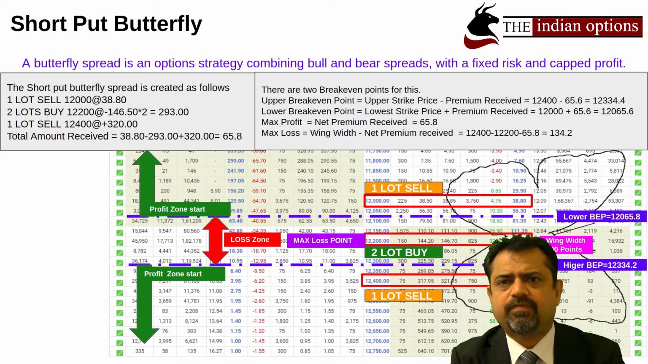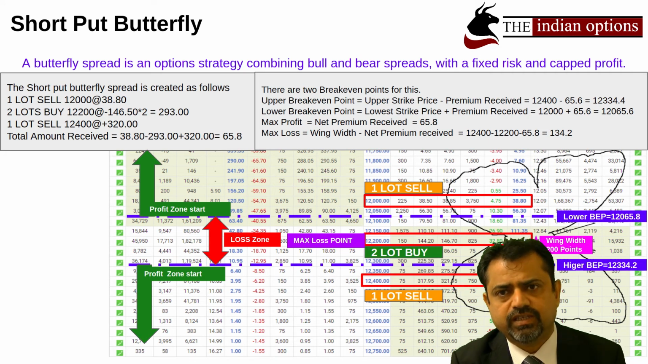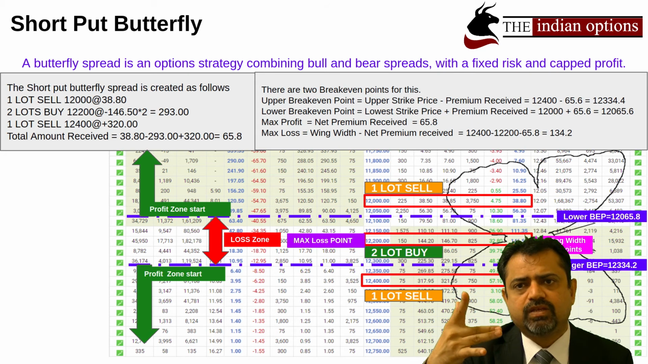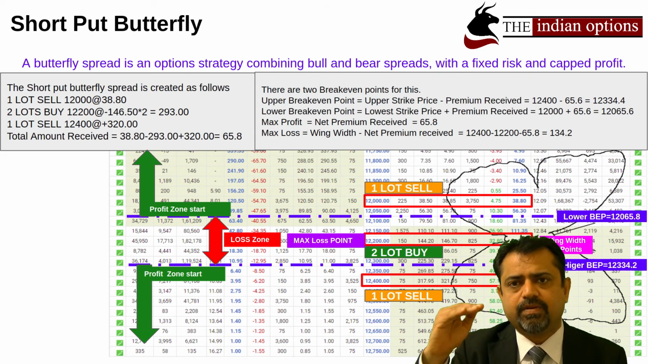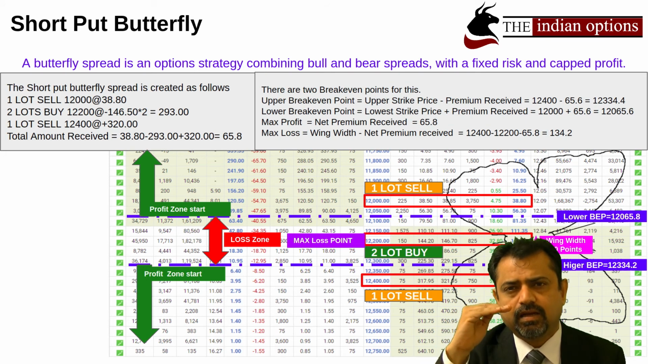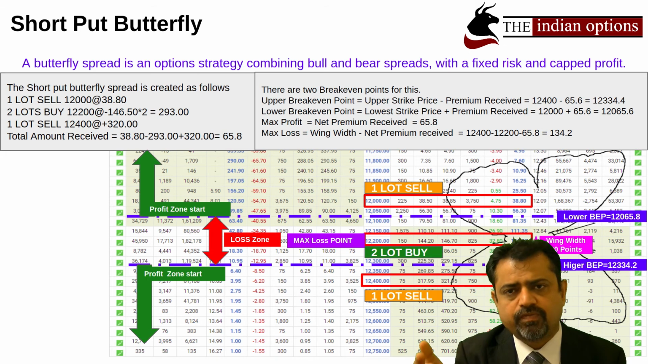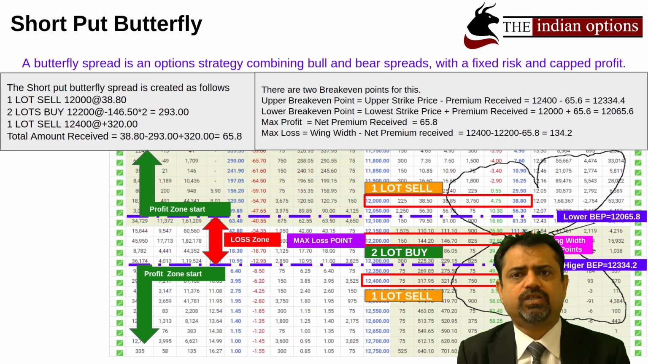Overall, in this butterfly video, it's really very simple. All you need to remember are a few things. One is that the middle body has to be double the amount of the wings. The width should be the same, and if the market stays at the body, then you are going to make the maximum profit or loss, whatever you have chosen, and if it breaches the wings, then you get the maximum loss or maximum profit. Okay, that's about it for this video.